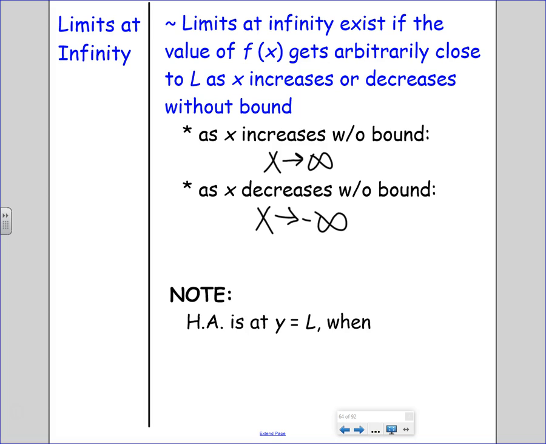And a quick note, as maybe you just saw: a horizontal asymptote will exist at y equals L when the limit as x approaches infinity of f of x is L, or the limit as x approaches negative infinity of f of x is L. Why am I making a difference between and and or? What's the difference between those two words? If it was an and, they both need to be true. And or, technically, only one needs to be true.